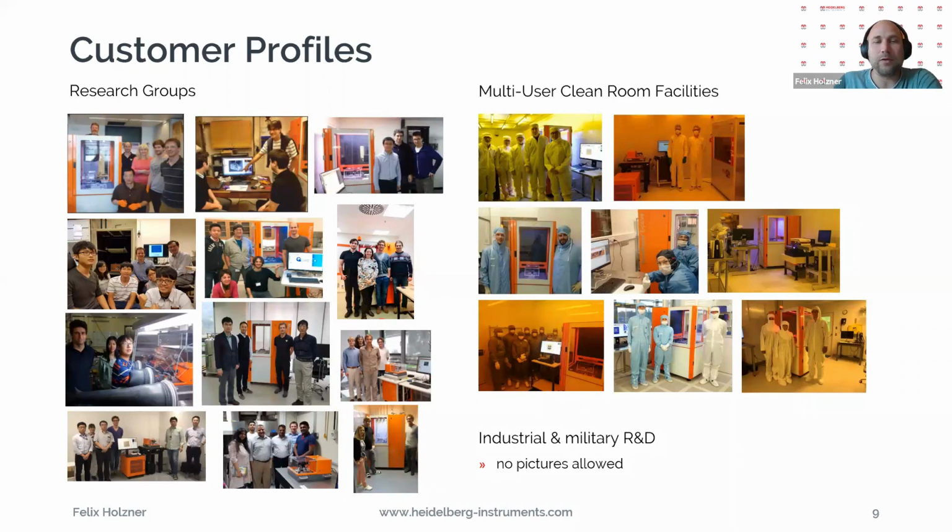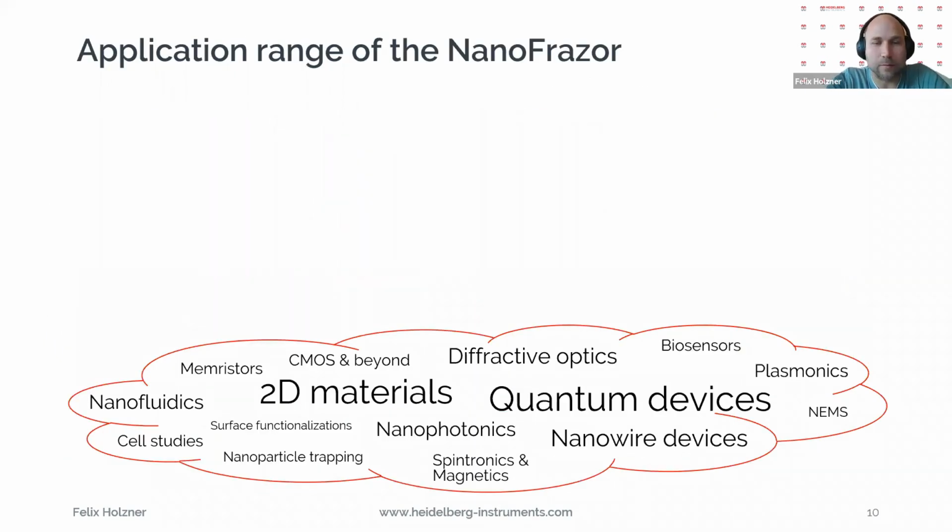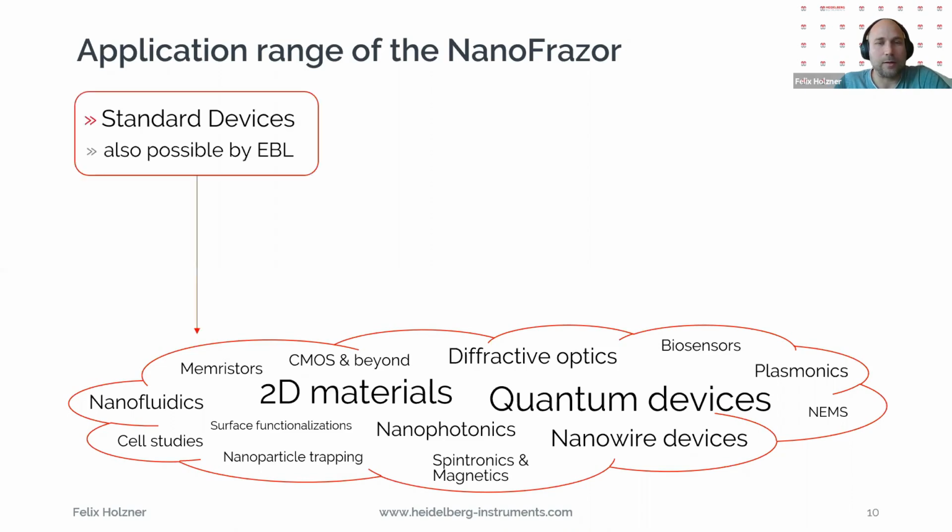And what people use the NanoFrazor for is also very diverse. I put this cloud here with a few keywords on topics people use the NanoFrazor for. In general, you can use a NanoFrazor wherever you need artificially made nanostructures on a surface. And we divide our customers' application range into two fields. One is what we call standard devices. Those are devices you could also make with normal e-beam lithography. But not everyone has access to an expensive e-beam lithography system, or they are occupied a lot, or for some applications the NanoFrazor is much more convenient and easy to use. So that's what we call the standard devices.